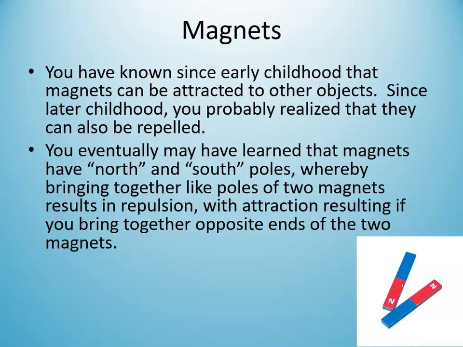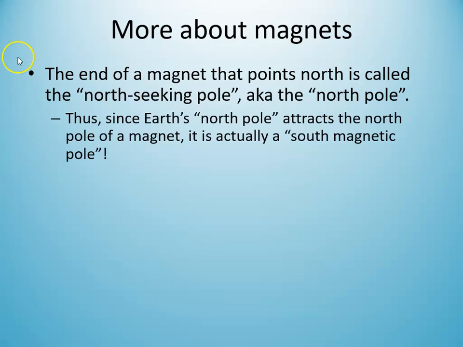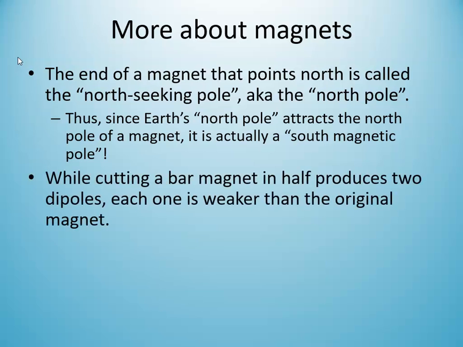And two north poles repel, two south poles repel, but a north pole and a south pole will attract each other. When we talk about a magnet in terms of its poles, the part that we call the north pole is actually really the north-seeking pole. So when we talk about Earth's north pole, technically that's a south magnetic pole, because a north pole of a magnet is what ends up getting attracted in that direction.